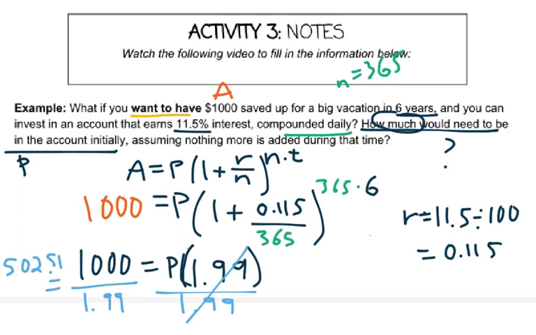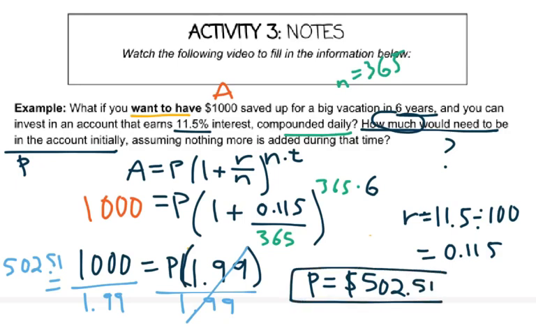And so I get this equal to 502.51. And so then I'm going to write the final answer, P equals $502.51. So if you start with $502, wait 6 years with that interest rate, then that account will grow to 1,000.